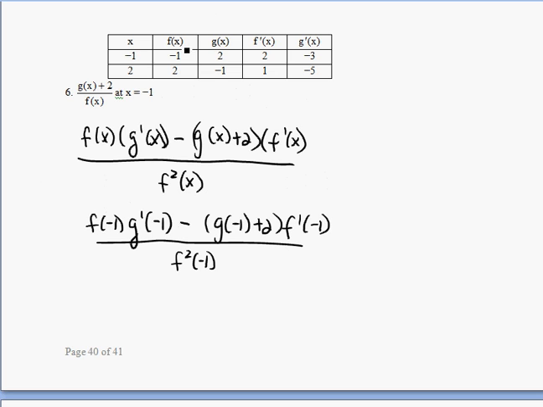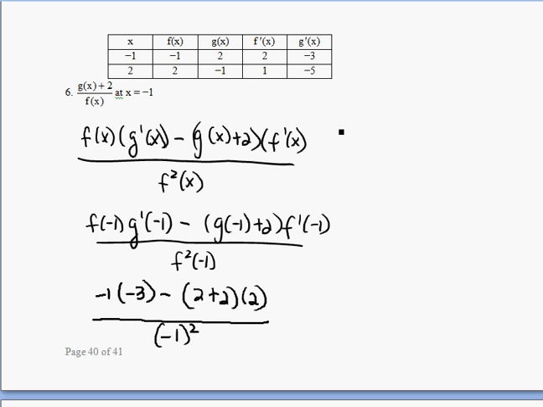Okay, so f of -1 is -1 times g prime of -1 is -3, minus g of -1 is 2 plus 2, f prime of -1 is 2, all over f of -1, which is -1 quantity squared. So I get 3 minus 4 times 2 all over 1, which is 3 minus 8, which is equal to -5.